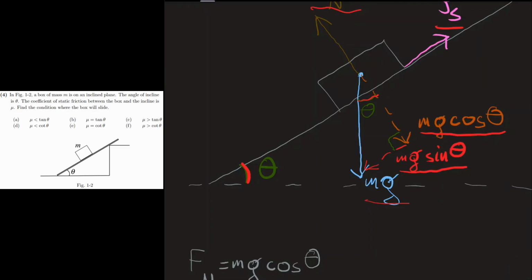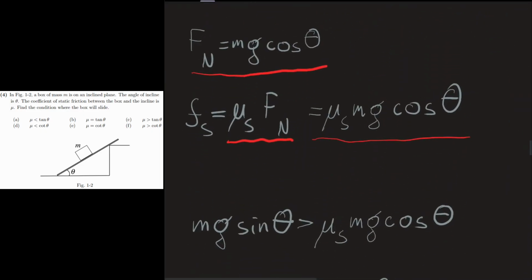Of course, the question says to find the condition where the box will slide. And so what that means is we need to find the angle at which mg sine theta becomes greater than mu sub s mg cosine theta, meaning the parallel component of gravity, or the component of gravity that is trying to pull our box down the slope, is greater than the maximum static friction force that keeps our box from sliding down.